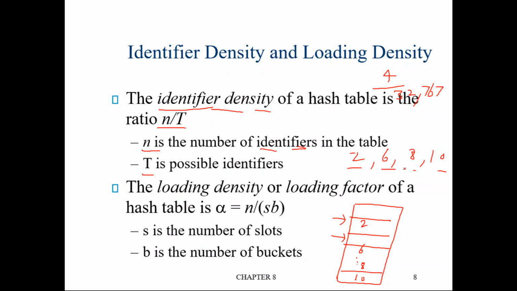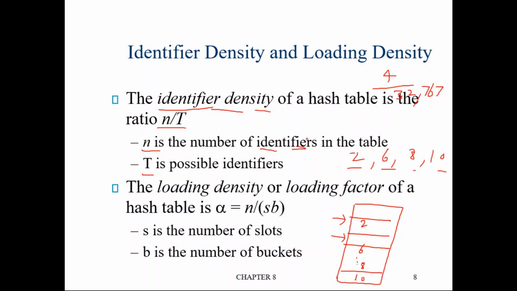So it will be a huge number, a very big number. Let us assume that the integer is 2 bytes. Then it will go up to 32,767. These are the different possible values. Then it means that the identifier density is 4 by this. If you calculate identifier density like this, then what will happen?